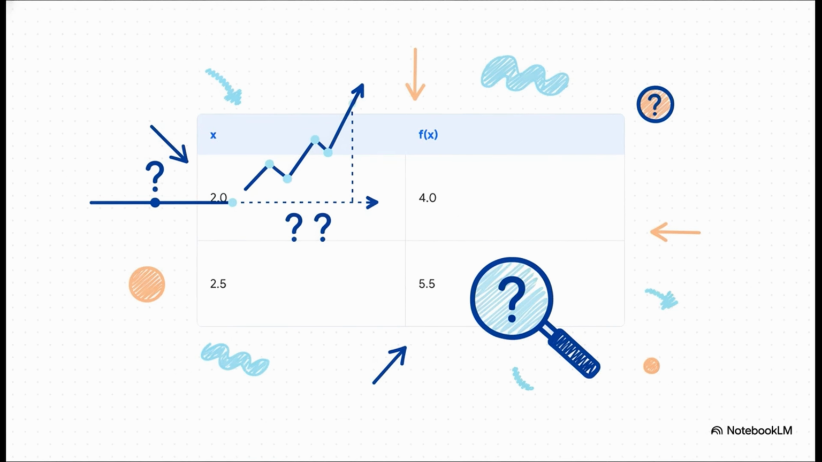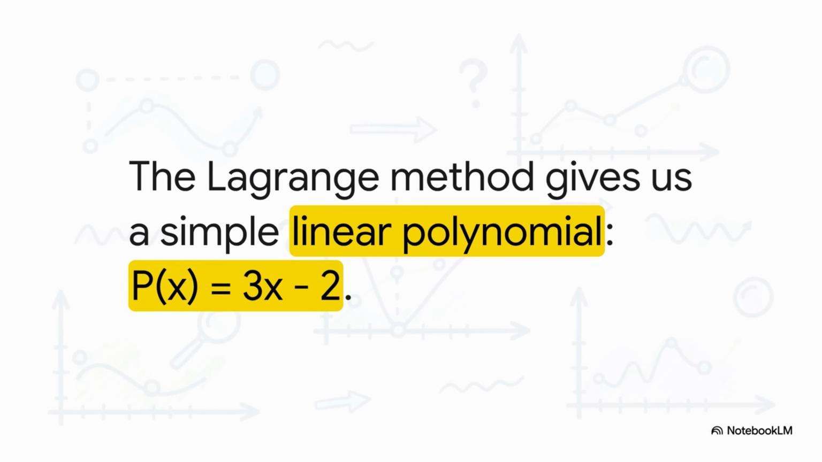All right, enough theory, let's get our hands dirty. Here's a nice, simple problem from our source material. We know that when x is 2, the function's value is 4, and when x is 2.5, the value is 5.5. So the big question is, what's the value when x is 2.2? So we use that Lagrange recipe to calculate the specific dimmer switch functions for our 2 points.